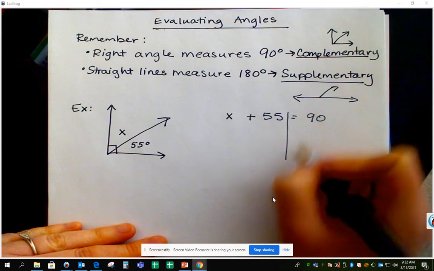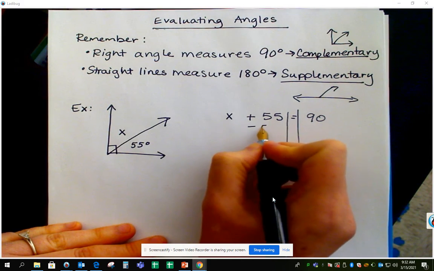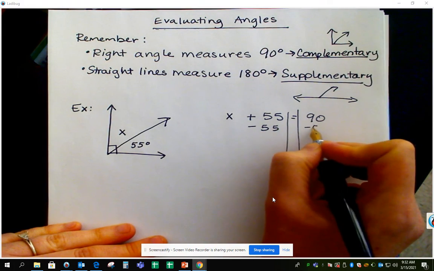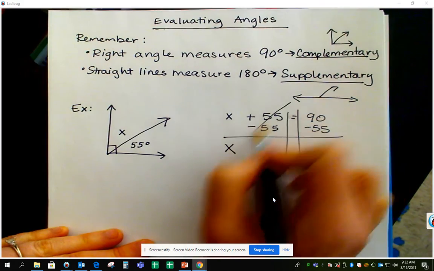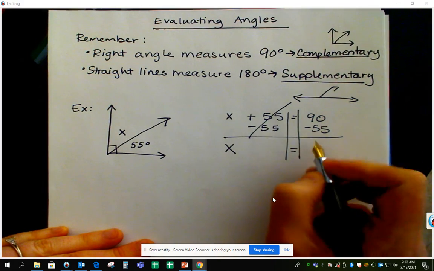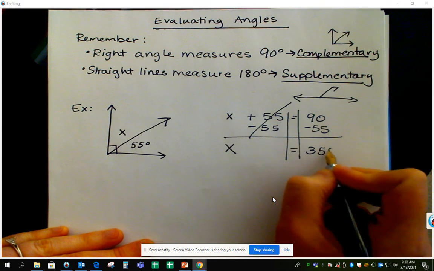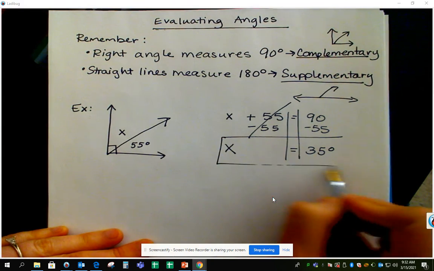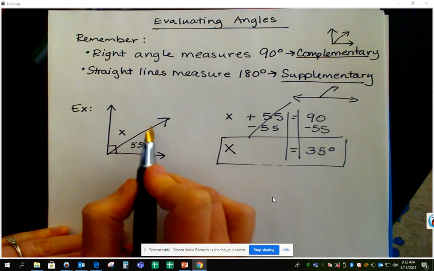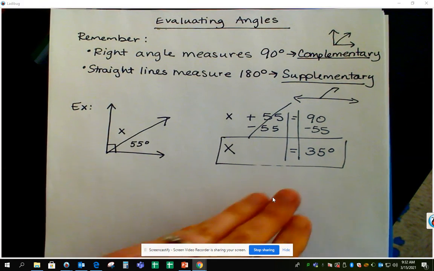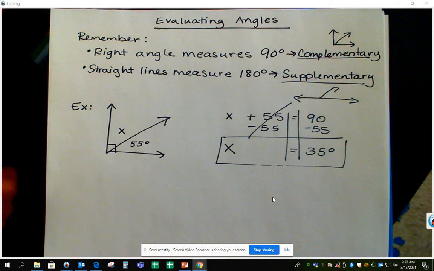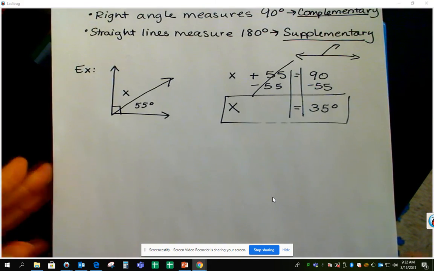Then we can just simply subtract 55 from both sides to get x by itself. And then 90 minus 55 is 35. This is simply one way of doing it. If it's simple like this, you could just say, oh, 90 minus 55 and put your answer there. You don't have to write the equation until it gets a little more complicated than this one.